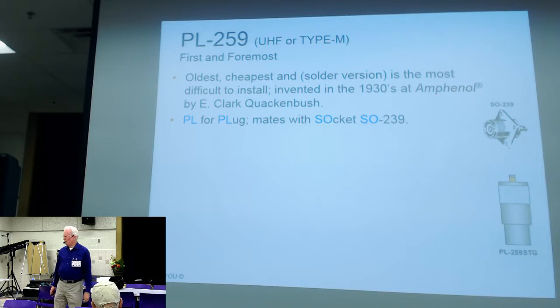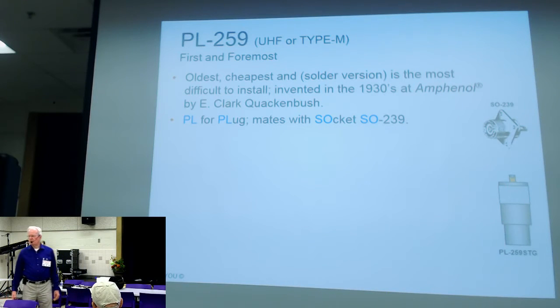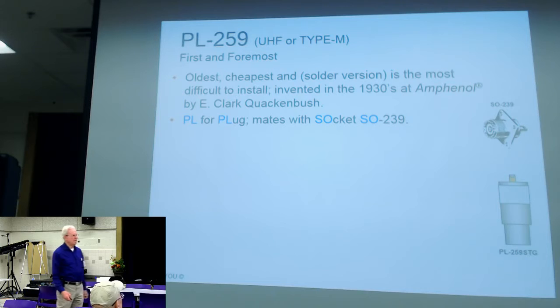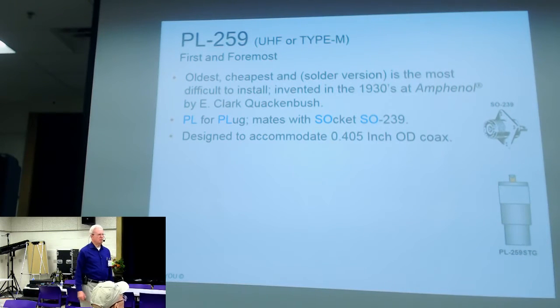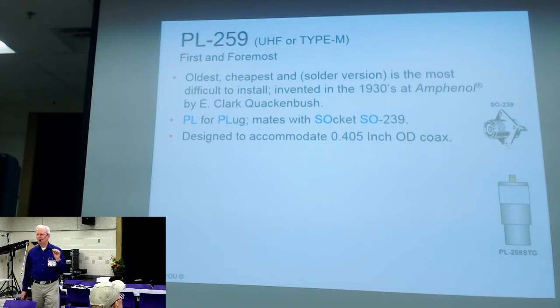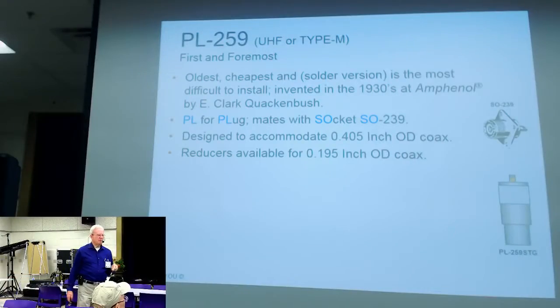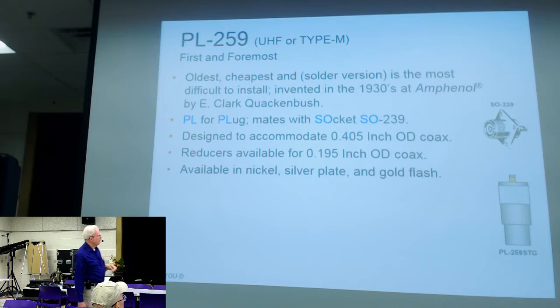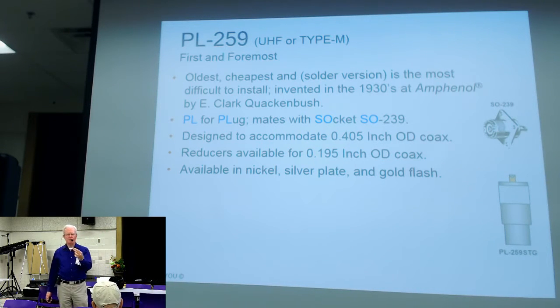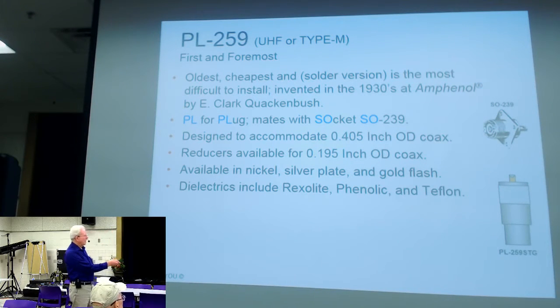Everybody says, what's 259? Well, it's probably the 259th try, the way I see it. I'm not sure. Why isn't it an SO259 then? No, well, it's not. It was designed for RG8, the first coax cable. You can get adapters and reducers for other sizes. What I'm going to pass around here is the gold flash version, which I think is $2 instead of $1.50. And here's our dielectrics, World War II and the 50s and 60s.